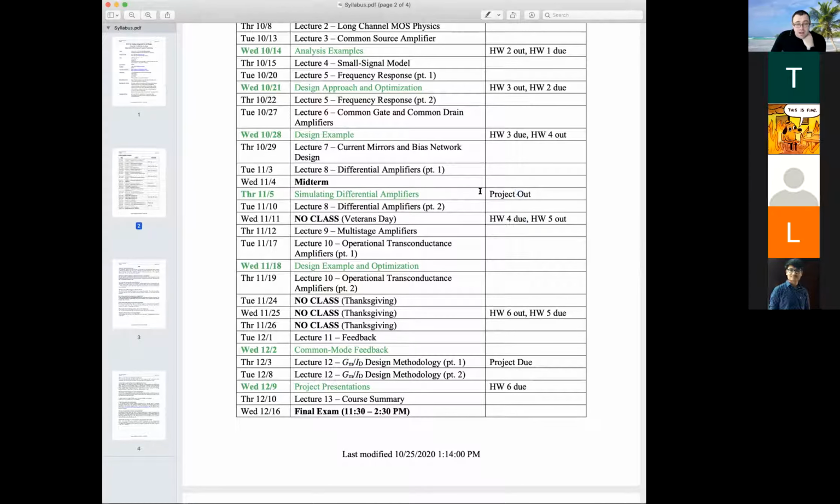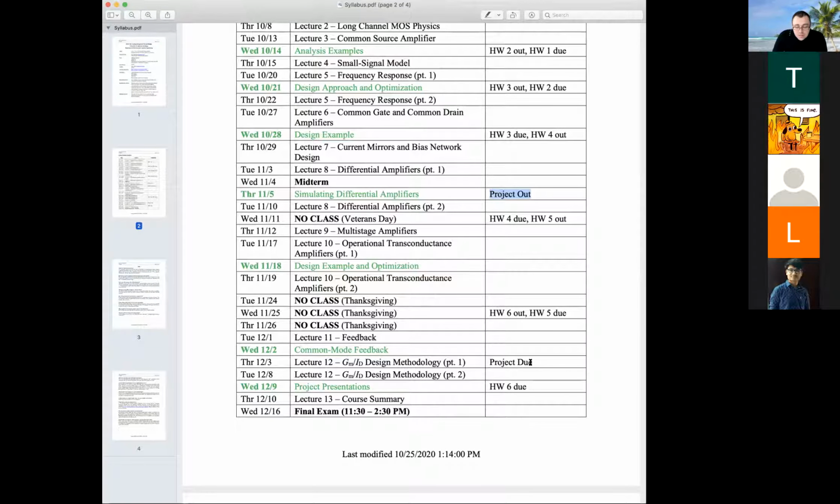Next Thursday, I will also have Zoom discussion, but it will be on Thursday rather than Wednesday, since we're going to use the midterm on Wednesday. I'm going to talk about simulating differential amplifiers then, and I will also post the project and spend some time talking about the project. Notably, you'll see that you have a little under a month to work on the project, and the project is a pretty significant portion of this class.